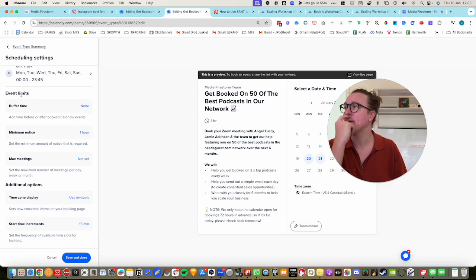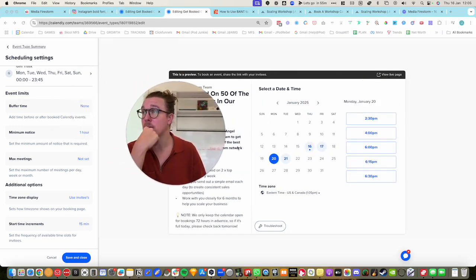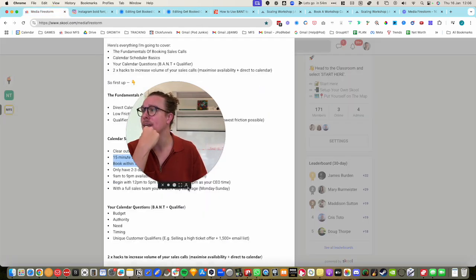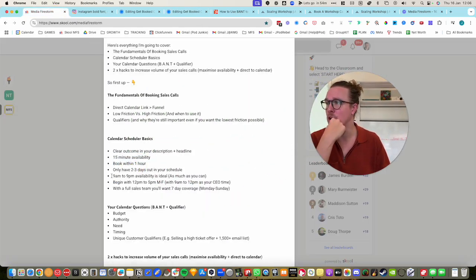But what you want to look at down here in your event times is what's the minimum notice someone can book in, and you want to have your start time increments in 15 minutes. So there was a study done by some really big companies which shows that the more available start time increments that you have and the more available times people can book in, the more sales calls and the more sales deals actually got closed. And so an ideal time frame that you want to go for here is you want to make sure that you're booking only 2 to 3 days out in your schedule.